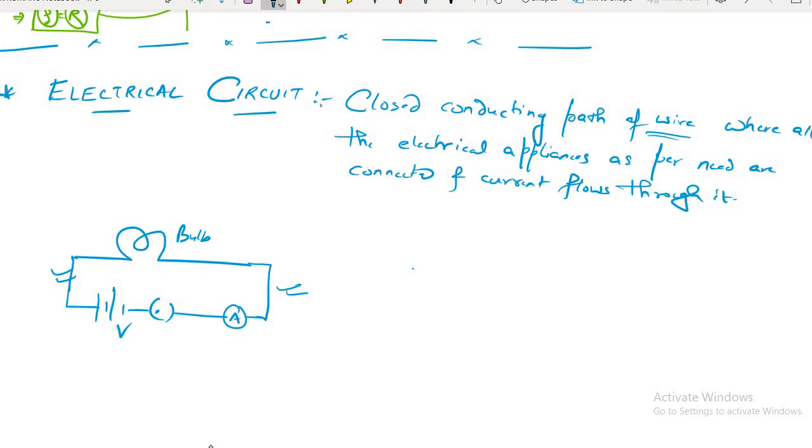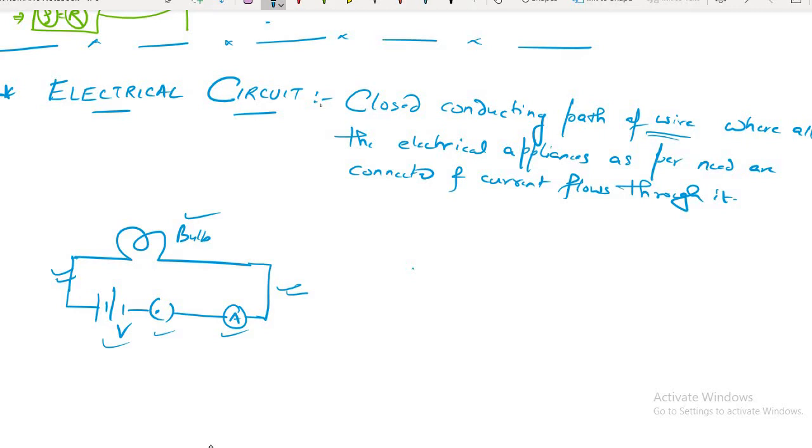Yes, sir. All the electrical appliances as per need are connected. All the electrical appliances means bulb is an electrical appliance, battery is an electrical appliance, switch is an electrical appliance, ammeter is an electrical appliance. So they are connected as per need.